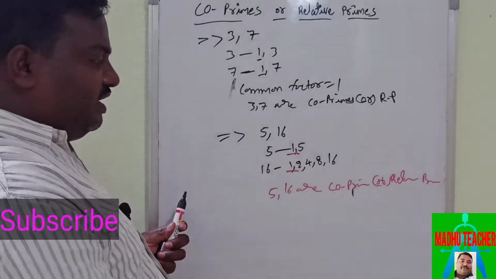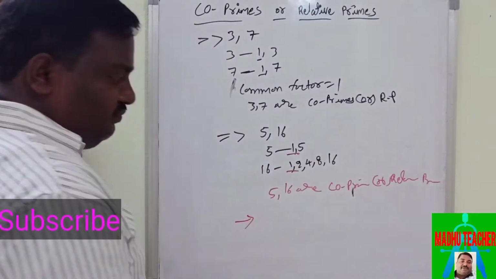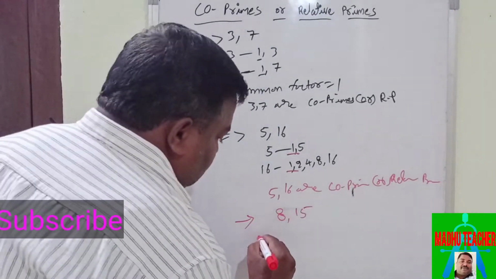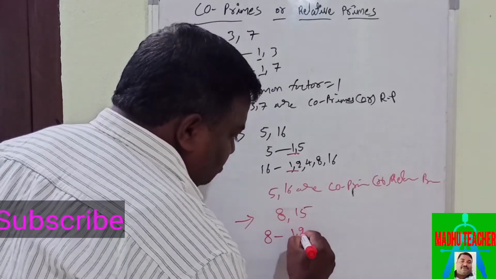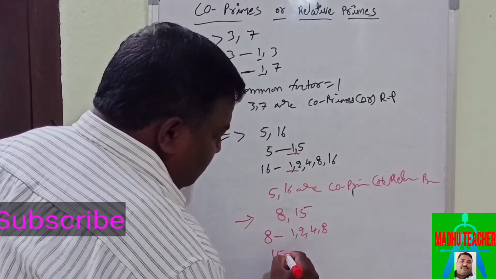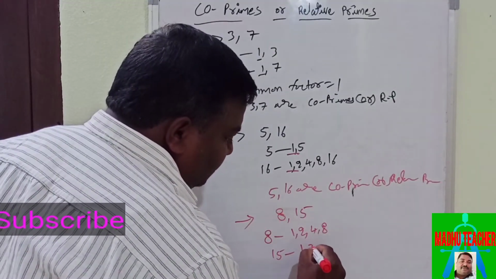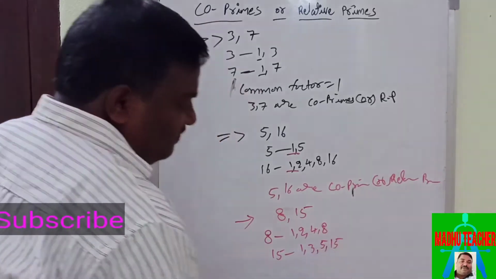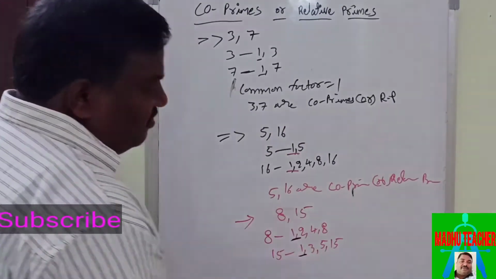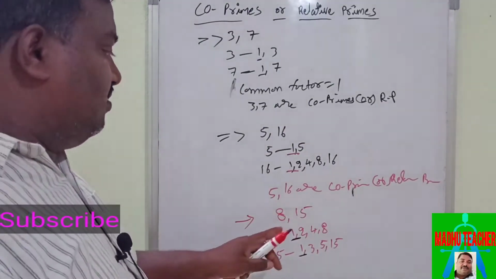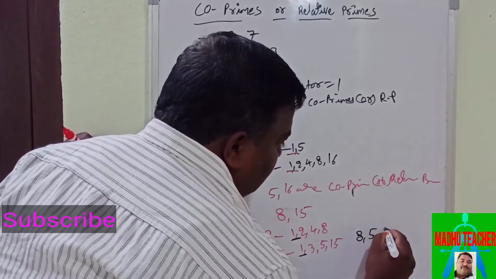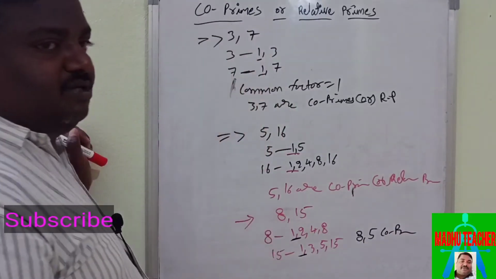Okay, we can take one more example. 8 and 15. 8 has 1, 2, 4 and 8 itself as factors, and 15 has 1, 3, 5 and 15 itself. What are the common factors? Both have only 1 as the common factor. Therefore we can say that 8 and 15 are co-primes, or relative prime numbers.